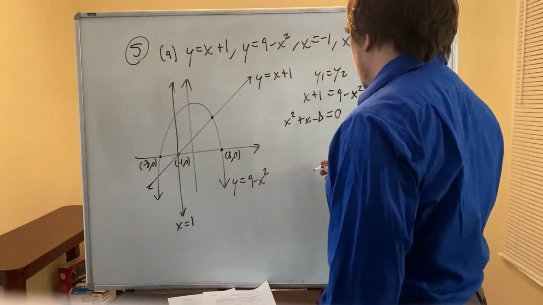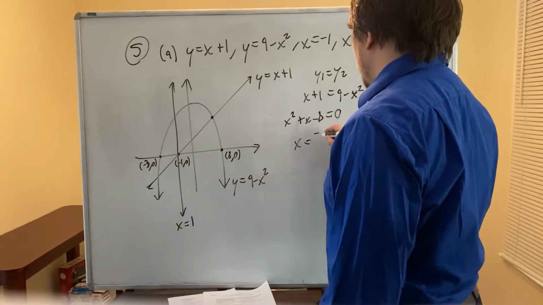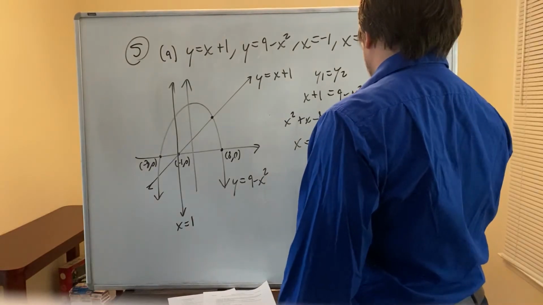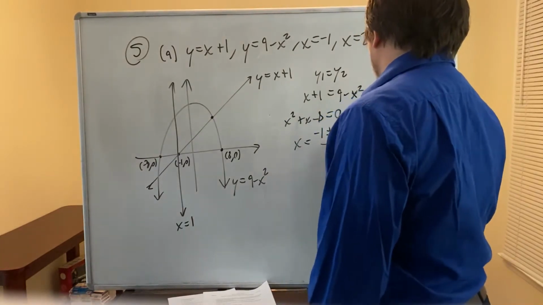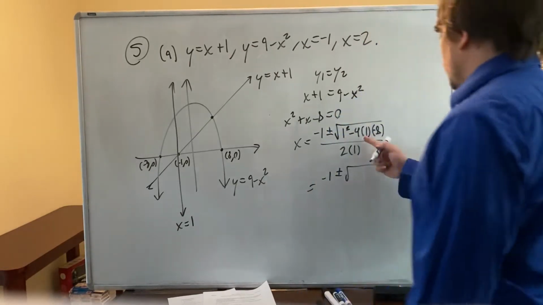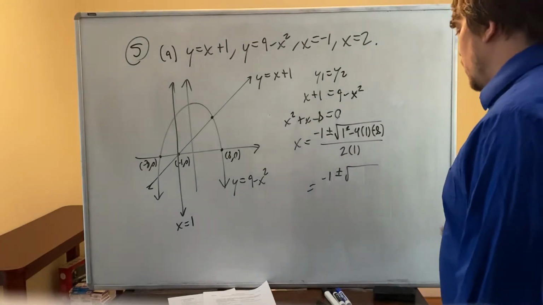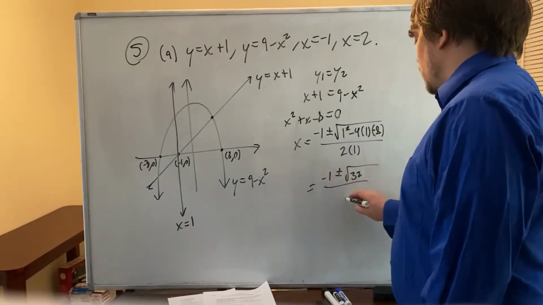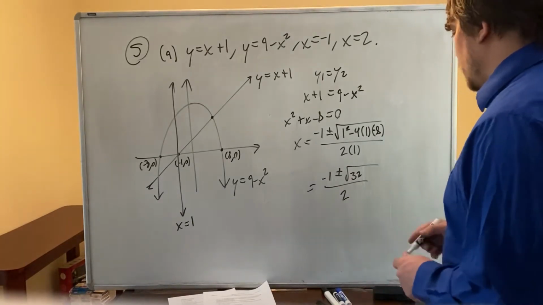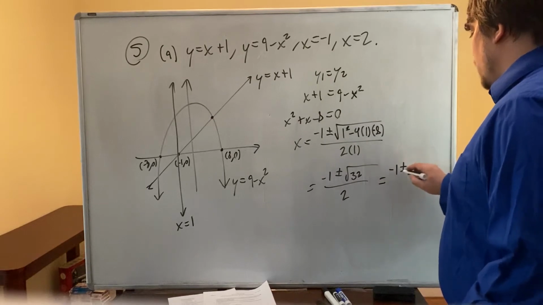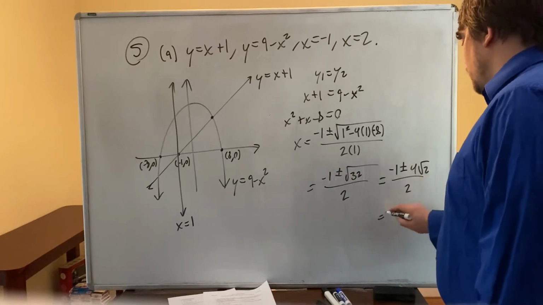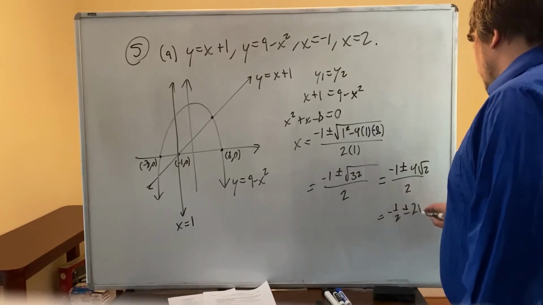And see what you get is x is equal to -b plus or minus the square root of b squared minus 4 times a times c over 2 times a. That's equal to -1 plus or minus the square root of 1 plus 32, over 2. And so what that's equal to is -1 plus or minus 4 root 2 over 2. That's equal to -1/2 plus or minus 2 root 2.